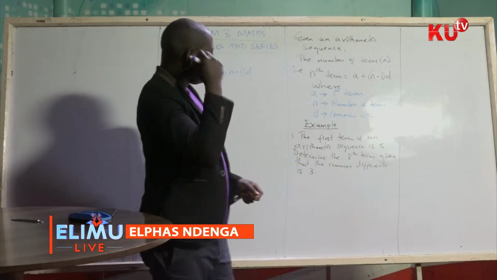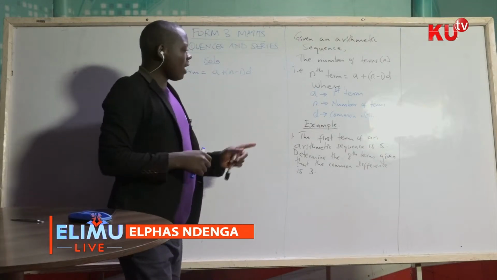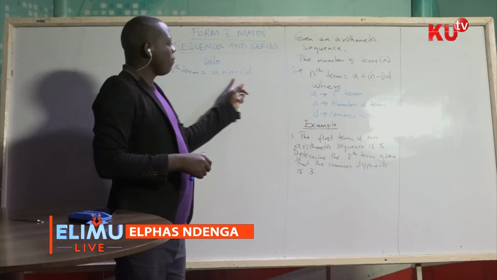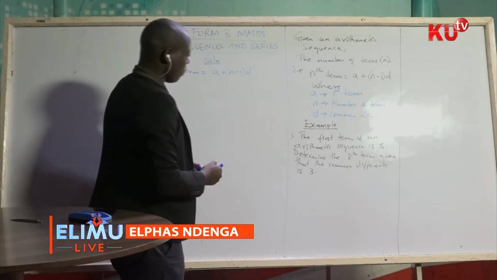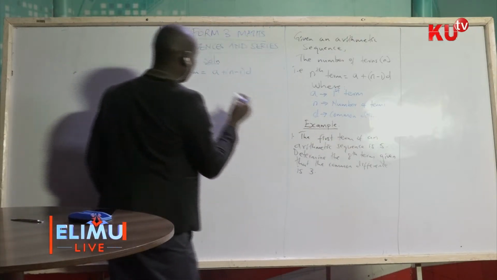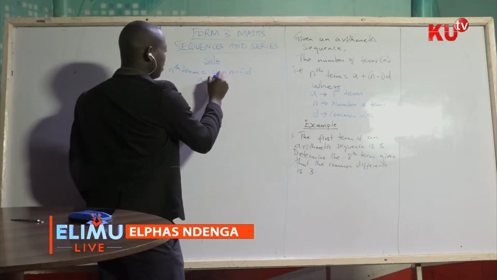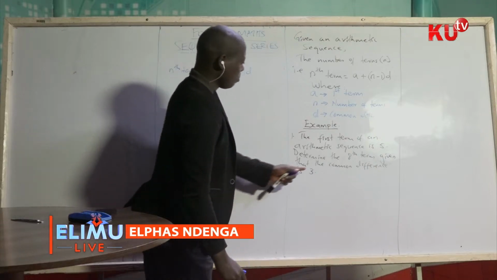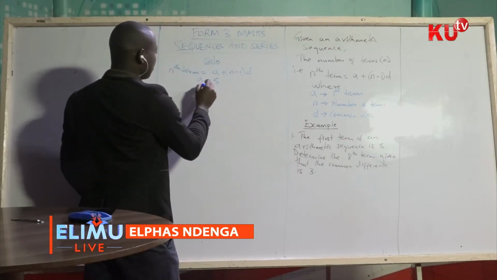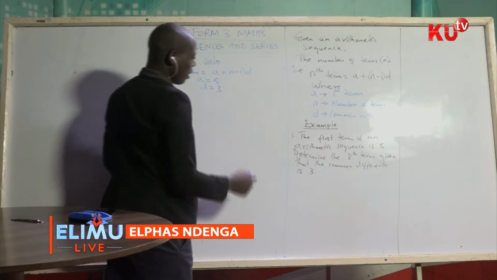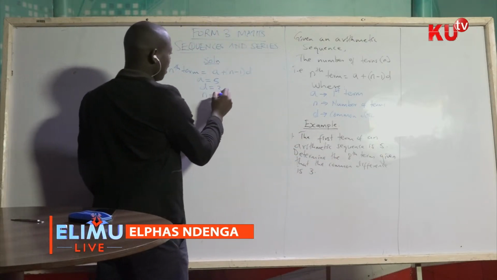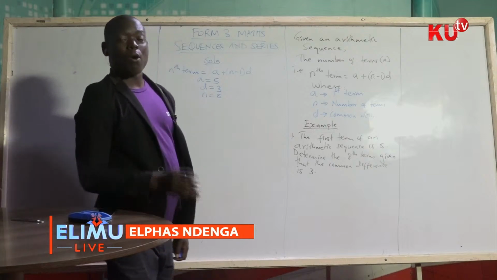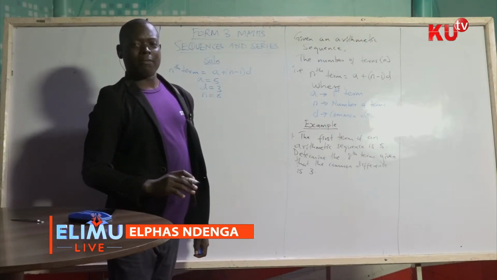Good. You identify whether the question has any of these components in the formula. Our first term is A, therefore A is 5. The common difference is D, so our D is 3. And we are looking for the 8th term, so that means n is 8. Therefore, we have all the components in the formula.